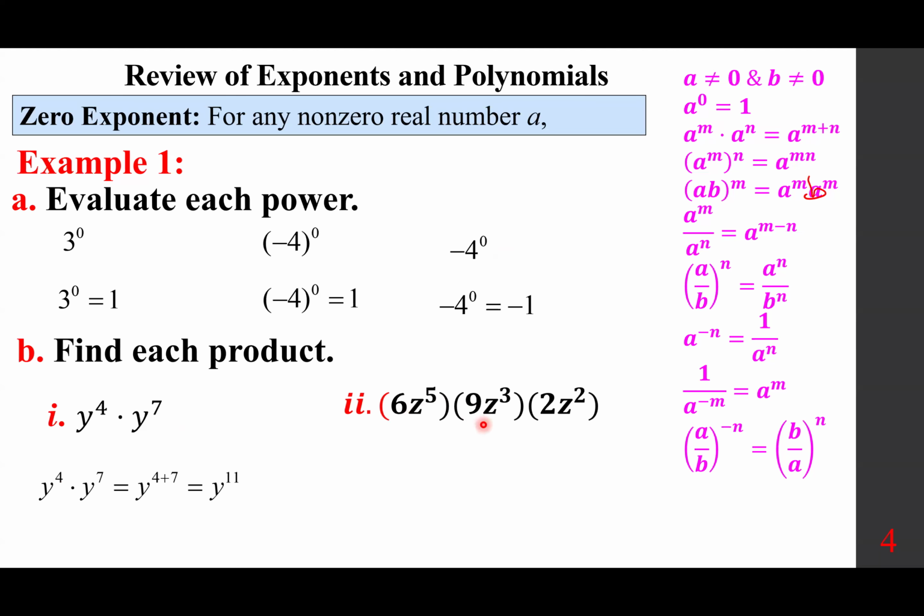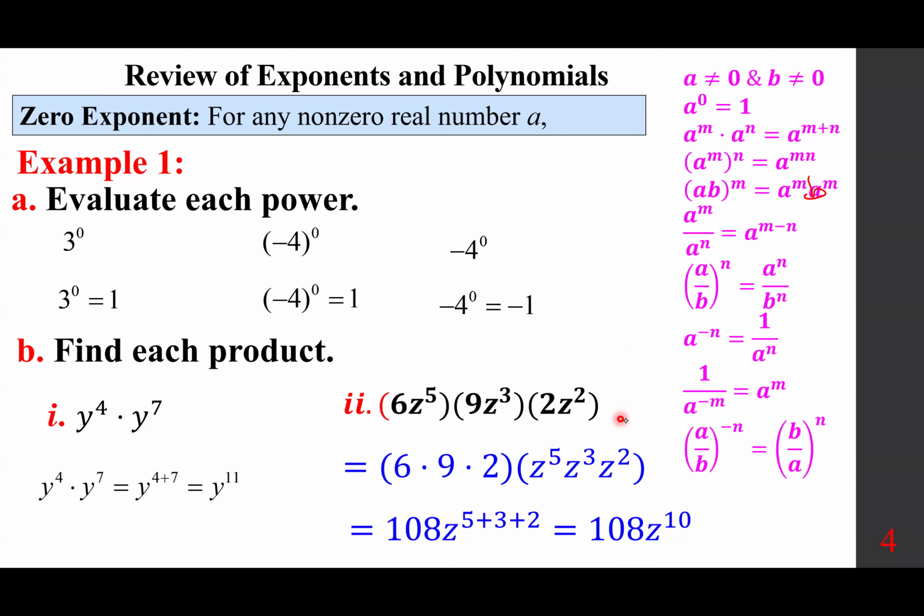Six z to the power of 5 times 9z cubed times 2z squared. Let's put the numbers next to each other, 6 times 9 times 2, and let's put the variables next to each other. So 6 times 9, 54, times 2 is 108, and z to the power of 5, z to the power of 3, z to the power of 2, following the product rule, 5 plus 3 plus 2, that gives us 108 z to the power of 10.